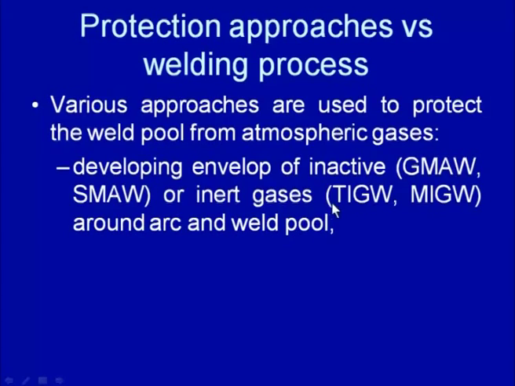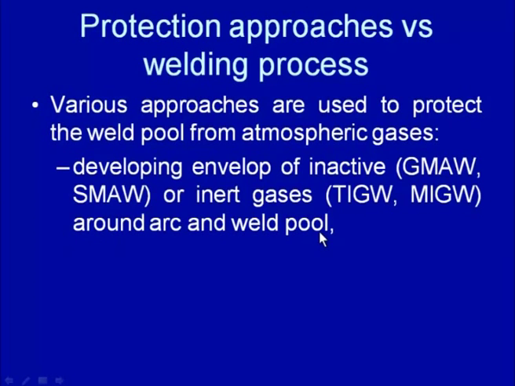So, this approach is mainly used in the tungsten inert gas welding process and the metal inert gas welding process. There is no major difference between GMAW and MIG welding, except the difference in the shielding gas which is used. In the case of the metal inert gas welding process, inert gas is used, while in the GMAW process mainly inactive gases are used to protect the weld pool.